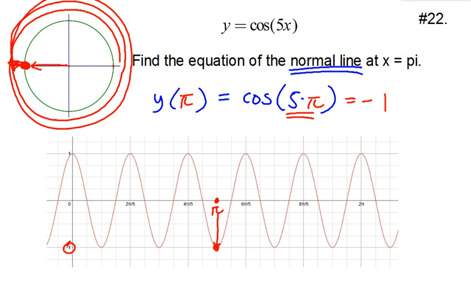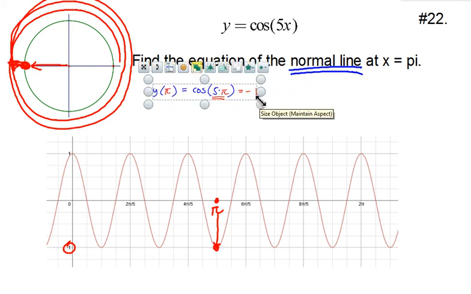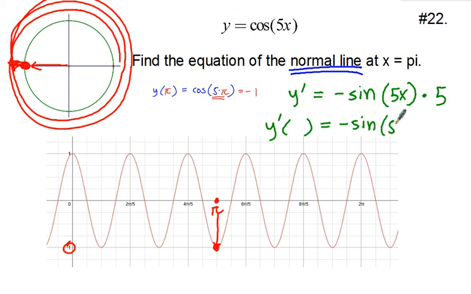At this point, I need to compute a derivative. So let me try to make a little bit of room for that. We've got the output over there, derivative coming up over here. y prime is the opposite of the sine of 5x, by the chain rule, times the derivative of 5x. And we'd like to know what the slope is when x is pi. So let's plug in pi into this formula and see what we get.